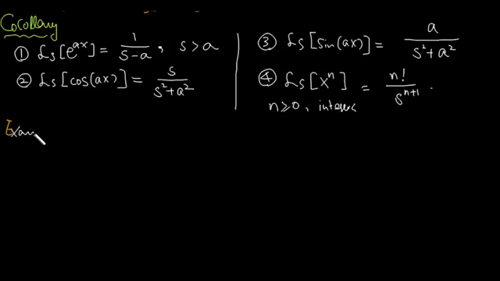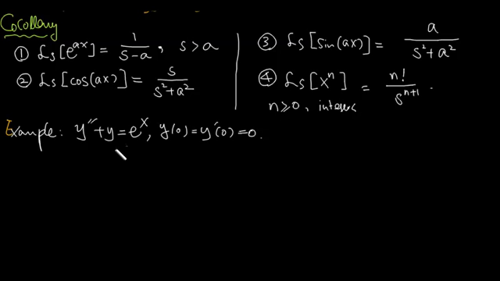It's an example of solving y double prime plus y equals e to the x, with the initial conditions y(0) and y prime(0) both 0. There are better methods to quickly solve this problem, but this is a simple problem and we're using it to introduce the idea behind the Laplace transform.